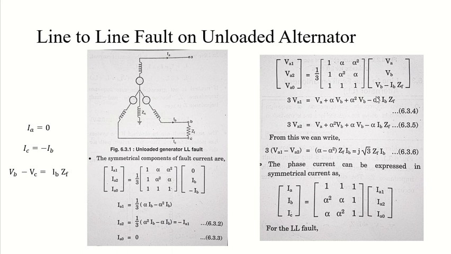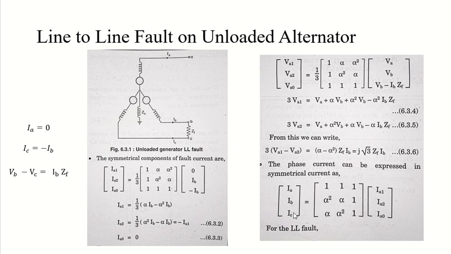The only thing remaining will be alpha square IB into ZF minus alpha IB ZF. So we will take IB into ZF common, and we will be left with alpha minus alpha square. The value of alpha minus alpha square is basically root 3j, right? So what you will get is root 3j into ZF into IB, and based on that you can find the values of IA, IB and IC, just like we did for voltages.